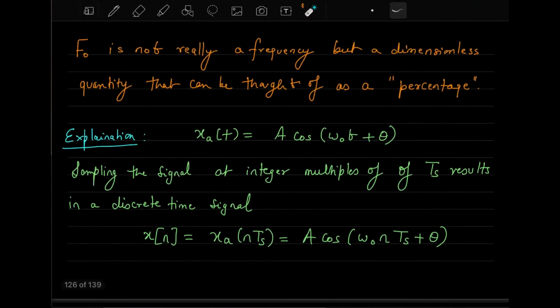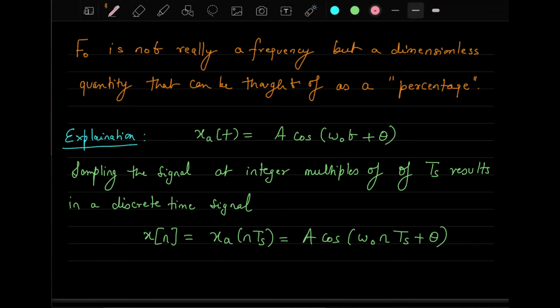So if you have an analog signal or a continuous time signal represented by xa(t), and that is given as A cos(omega naught t), what we want to do is sample this signal. Regarding the issues of sampling, we will discuss them in the sampling chapter, but for the time being you can keep this discussion simple. So we will sample the signal at integer multiples of nTs.